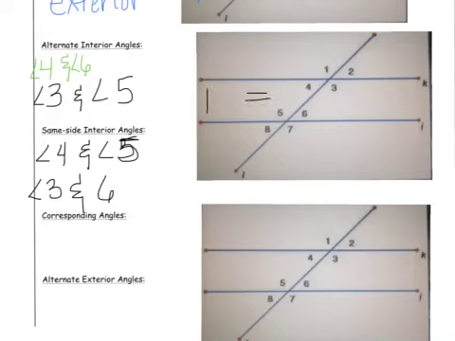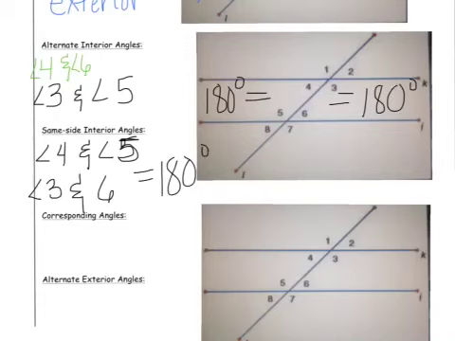These two equal 180 degrees, and these two equal 180 degrees. They are the only angles that together equal 180. The rest of the angles will be congruent.